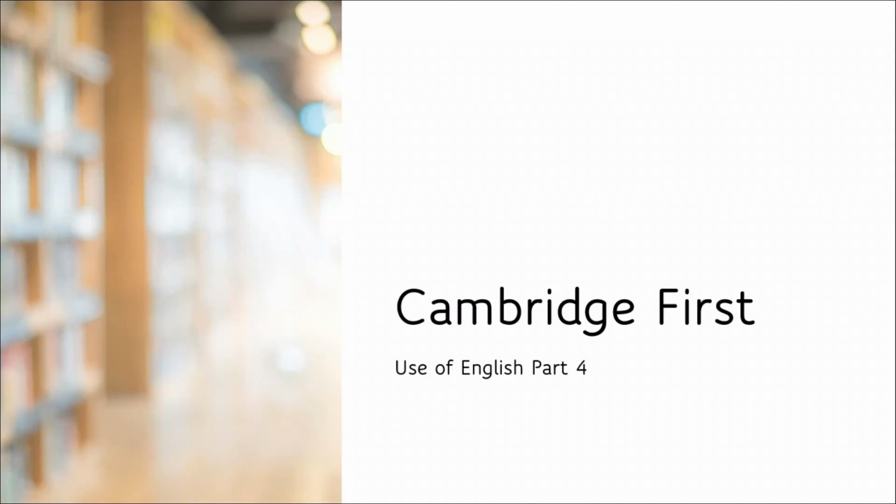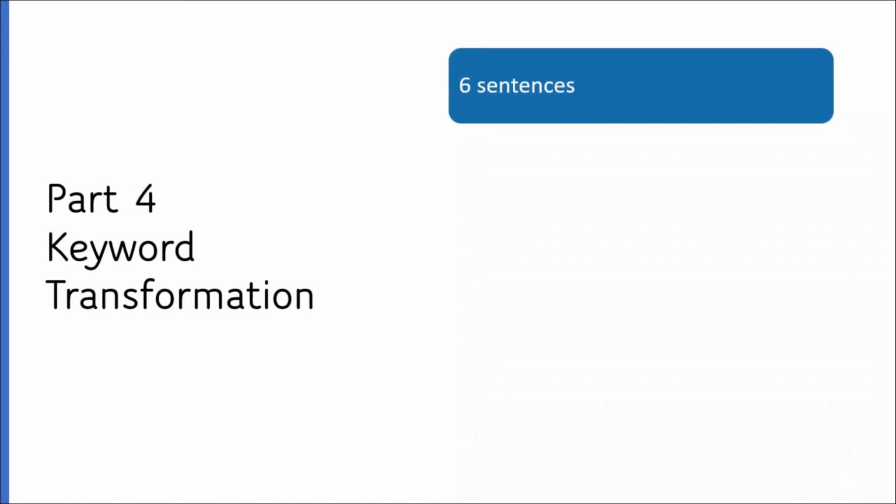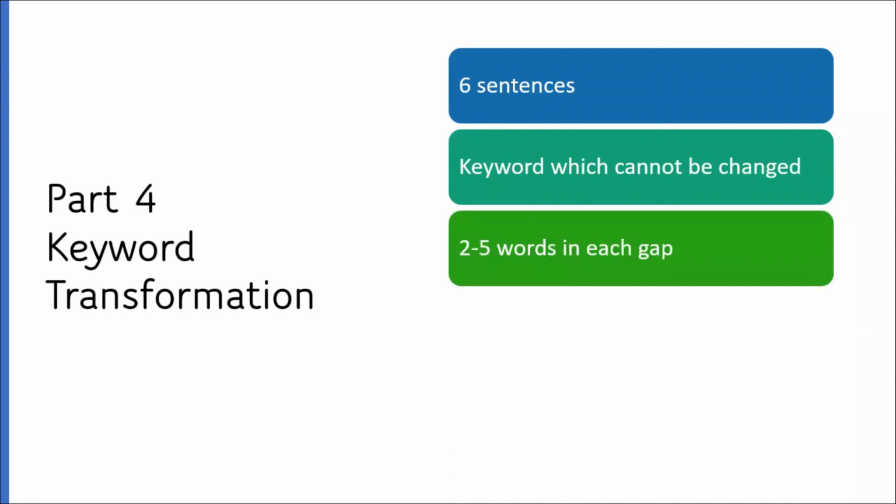Let's take a look at the use of English Part 4. Part 4 is the keyword transformation exercise. In this exercise there are 6 sentences. Each question has an original sentence and a keyword which cannot be changed, which is why it's called the keyword transformation exercise. You can use a minimum of 2 words or a maximum of 5 words in each of the gaps.